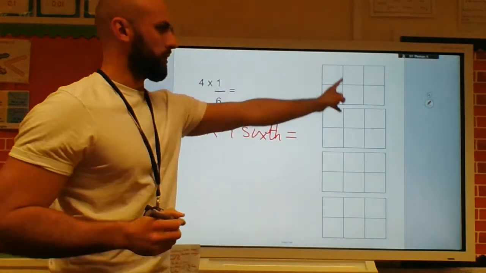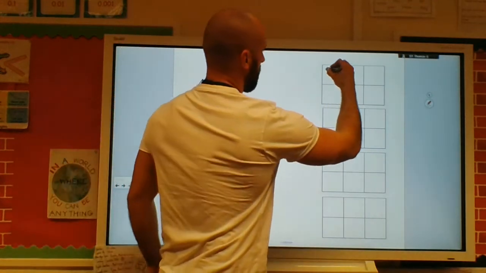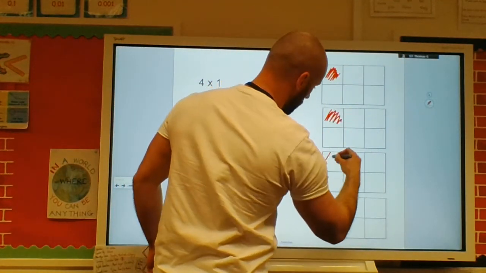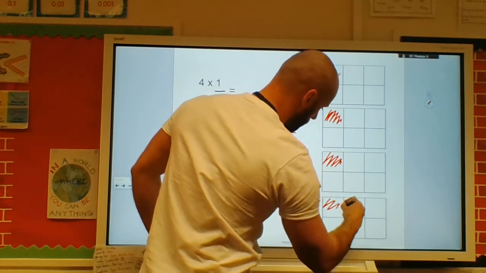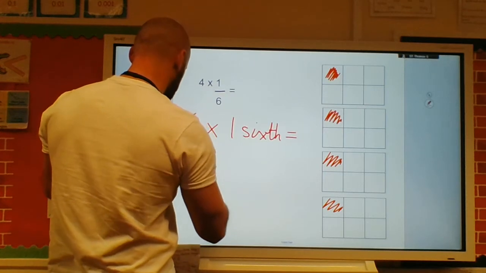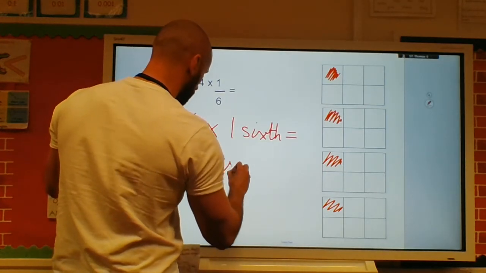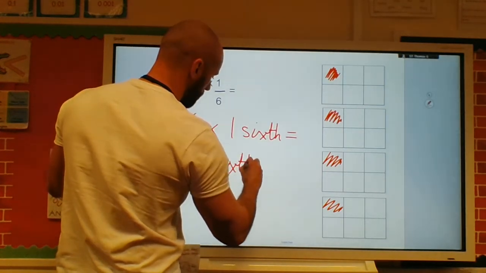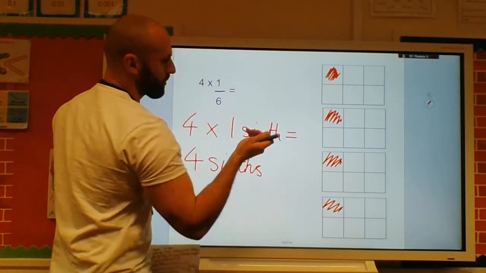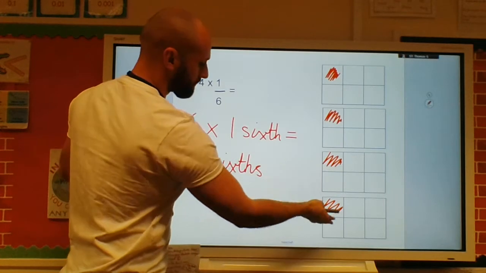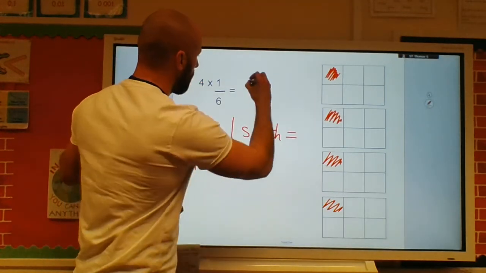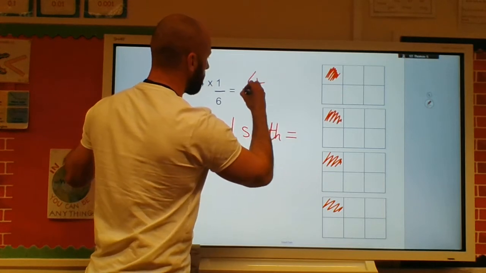So let's take a look at the bar model here. 1/6 times by 4. We'd end up with 4/6. Okay, can we see that there? If I took 1/6 from 4 different cakes, I'd end up with 4/6.